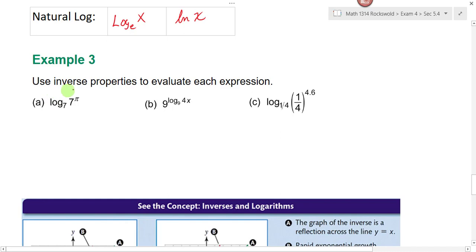In example 3, we're asked to use inverse properties to evaluate each of the expressions. Notice here the base of the log is the same as the base of the exponent. Those are inverse functions of each other, so we're left with just the pi. Here I have 9 raised to the log base 9 of 4x. The 9 for the base and the exponent and the 9 for the base and the log are the same. These are going to cancel each other out, and we're just left with 4x. Once again, here the base of the log is the same as the base of the exponent that's in my argument, so this would just be equal to 4.6.